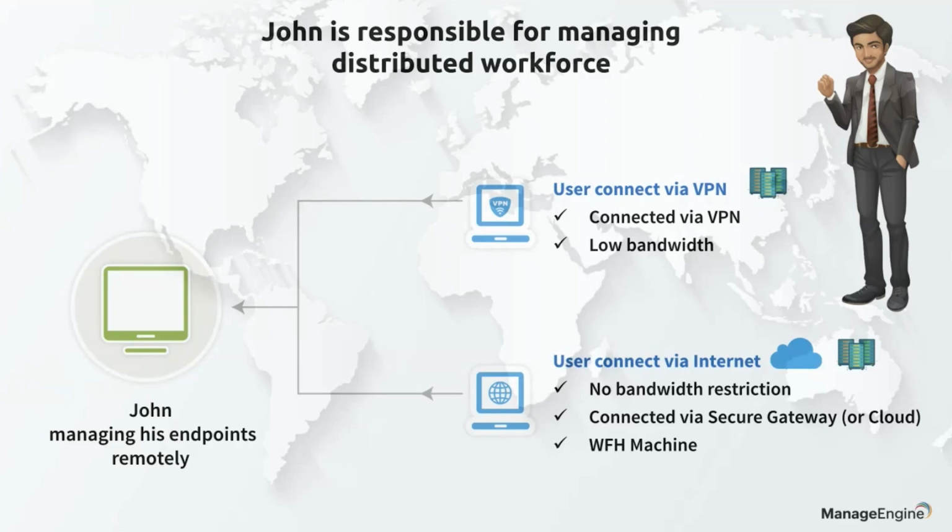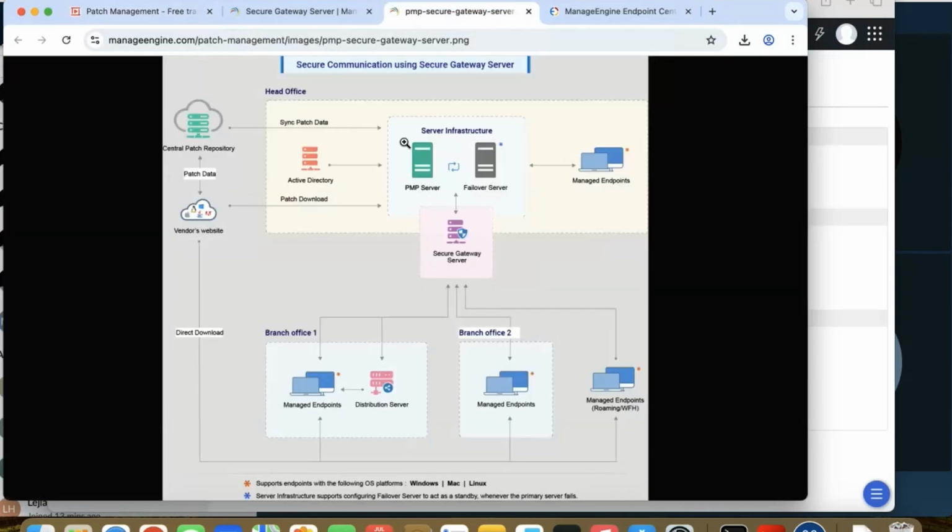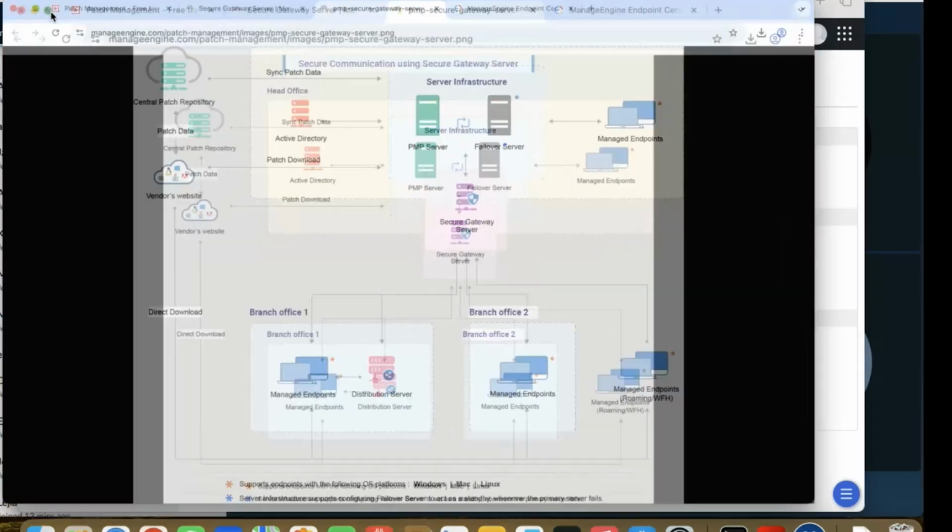whereas the secure gateway server will act as an intermediate. John can have a common FQDN, which will be NATed between the Endpoint Central primary and the secure gateway server. The roaming machines will establish the connectivity via the secure gateway server, which will authenticate and forward the request. On the screen, you are seeing the secure gateway server architecture.